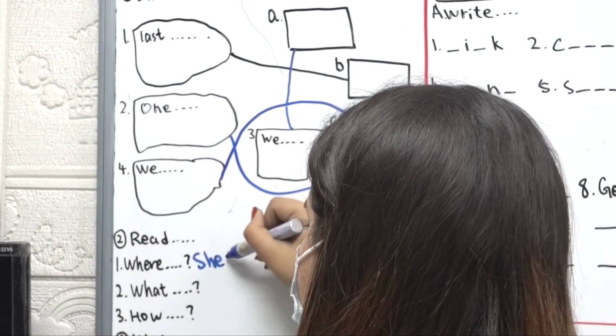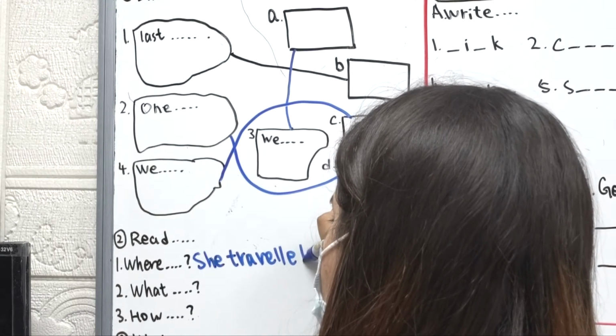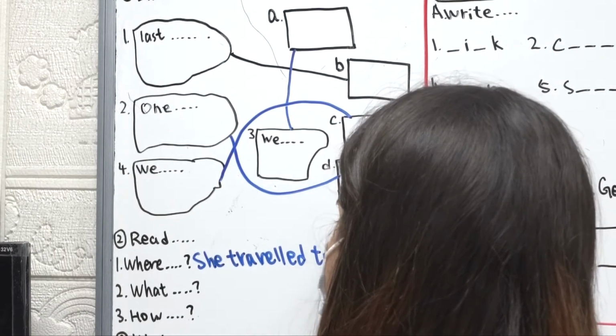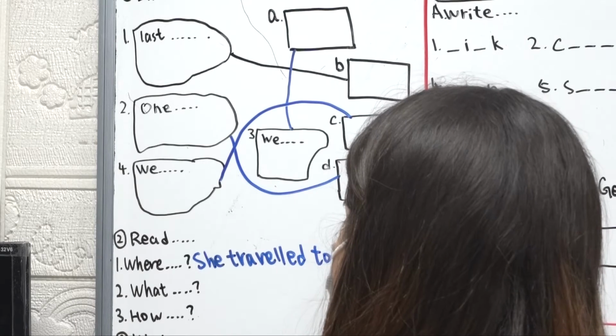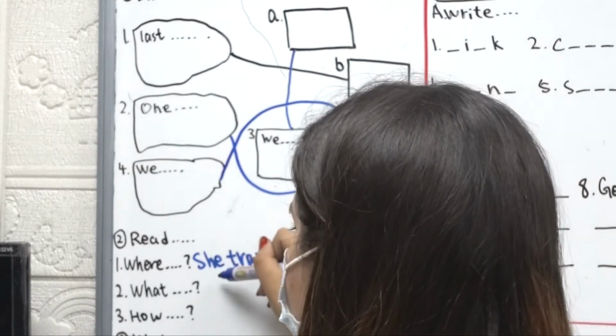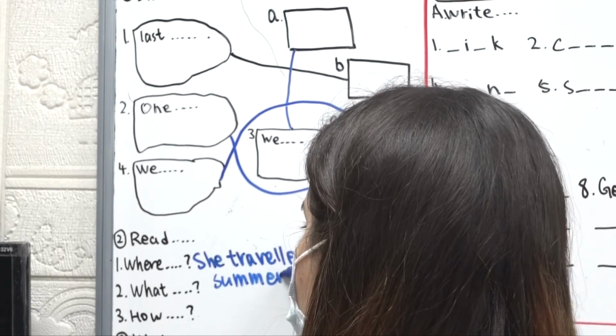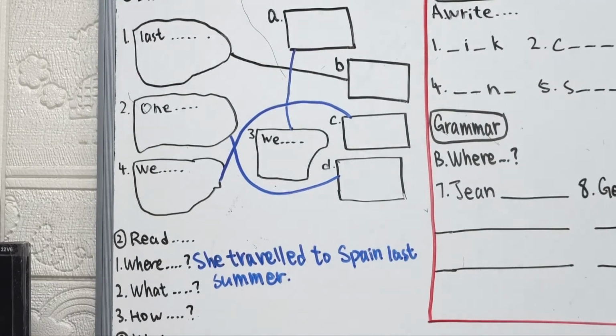She traveled to Spain last summer. So just like that, do it on your own. 2 and 3. Okay? 2 and 3. I gave it to you. Do it by yourself.